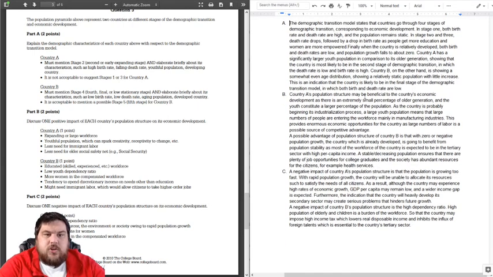Country A's population structure may be beneficial to the country's economic development, as there is an extremely small percentage of older generation, and the youth constitute a larger percentage of the population. As the country is probably beginning its industrialization process, a large youth population means that numbers of people entering the workforce, mainly in manufacturing industries. This provides enormous economic opportunities for the country, as large numbers of labor is possible source of competitive advantage.